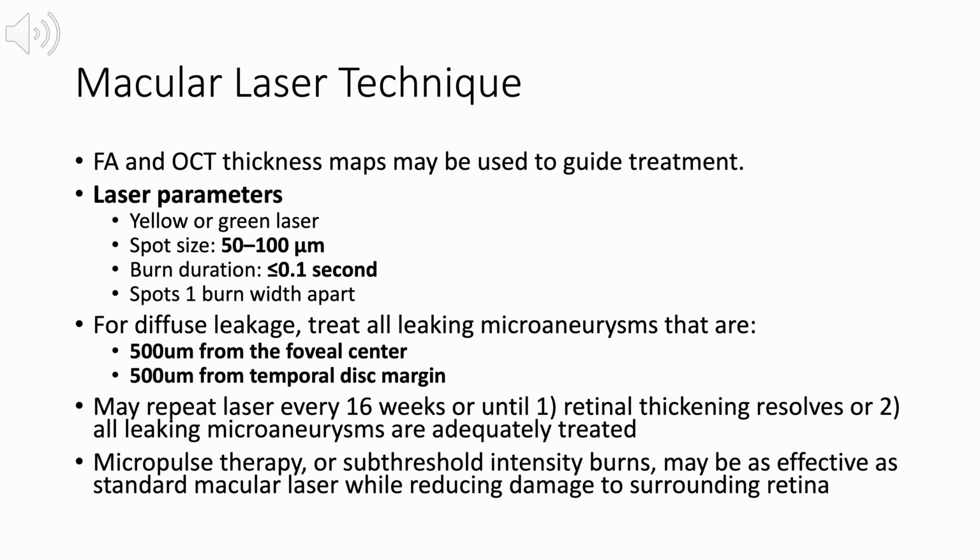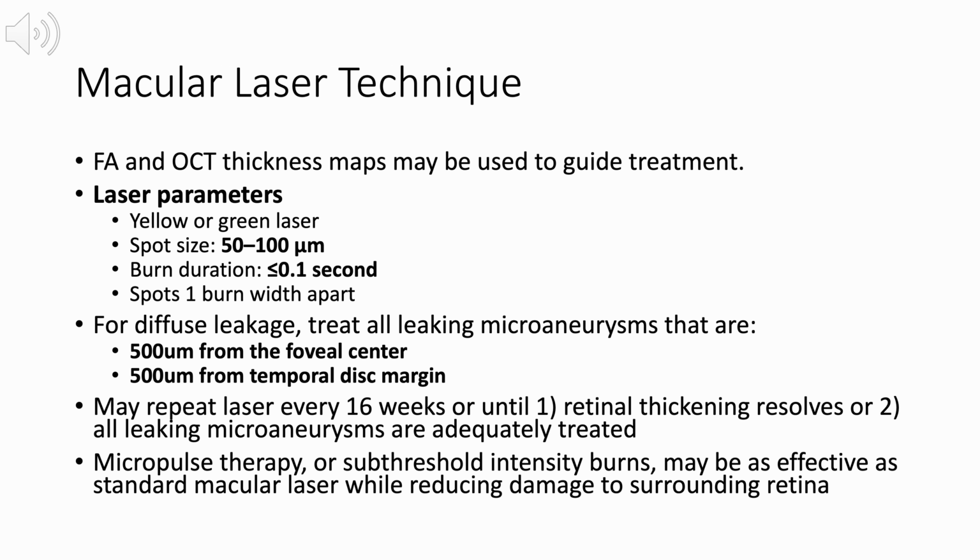Let us review how macular laser is actually performed, since the technique is quite different from the panretinal photocoagulation we discussed earlier. Fluorescein angiography and OCT thickness maps may be used to guide treatment. The angiogram localizes the leaking microaneurysms, and the thickness map identifies where fluid has accumulated. As to parameters, a yellow or green laser is used with a spot size of 50 to 100 microns and a burn duration of 1/10 of a second or less, with spots placed 1 burn width apart.